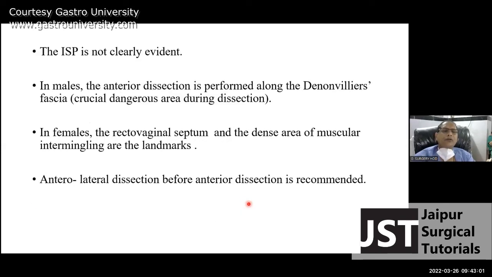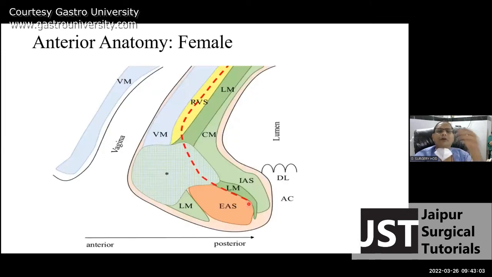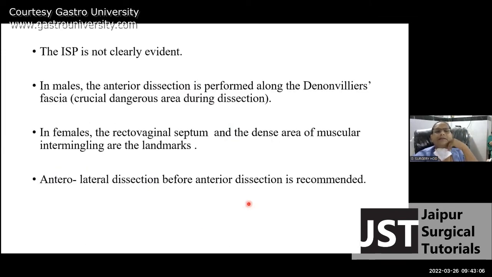Nisha, just a minute. Go to the previous slide. You said no. The next. You said that in males, this is a crucial dangerous area during dissection.